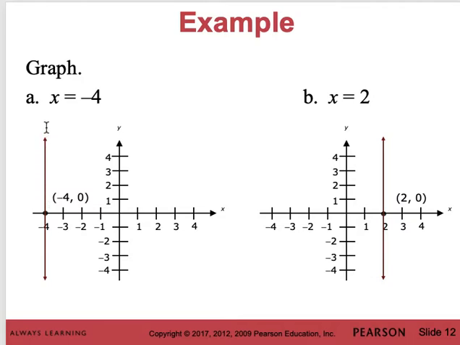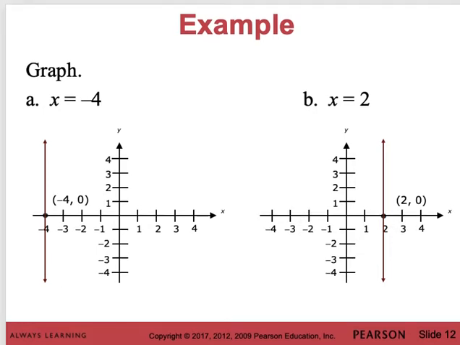So all of our points would be x equals negative 4, and y would be 1, 2, 3, 4, 5, or negative 1, 2, 3, or any value in between. And same with x equals positive 2.